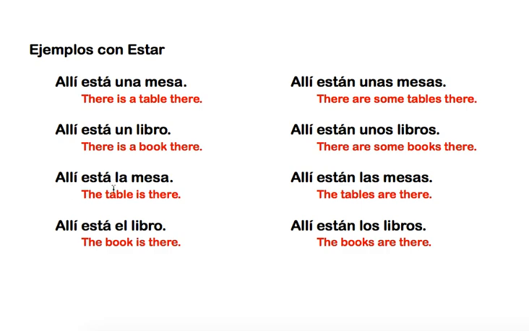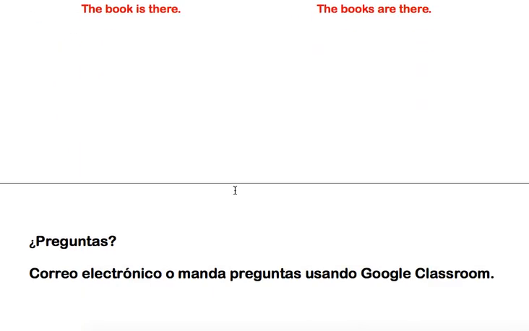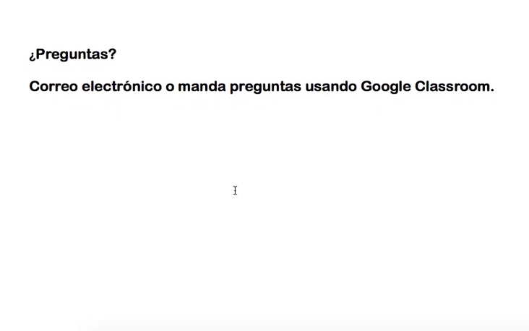Allí está la mesa. The table is there. Allí están las mesas. The tables are there. Allí está el libro. The book is there. Allí están los libros. All right. Moving on. Are there any questions? If you have any questions, please email me. Correo electrónico. You can send it through mail that is electronic mail, email, or send your questions using Google Classroom.